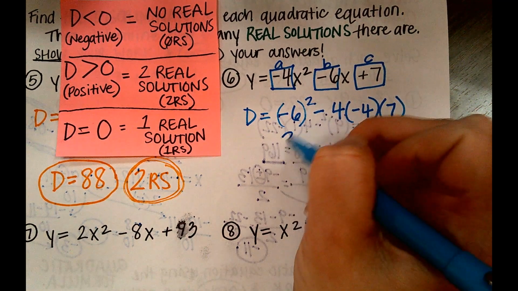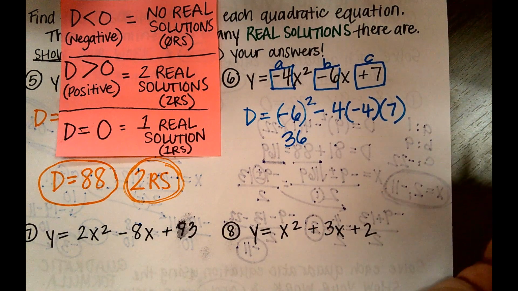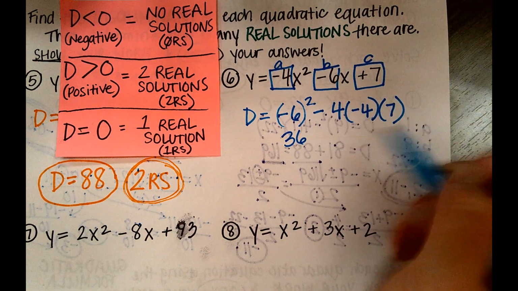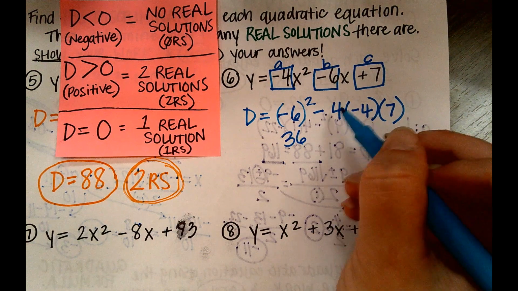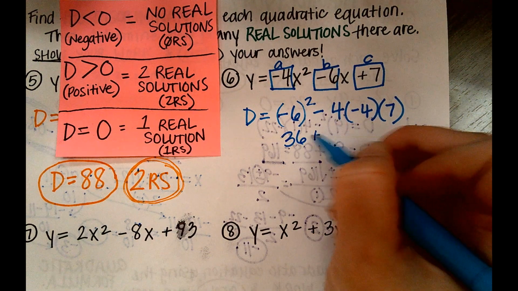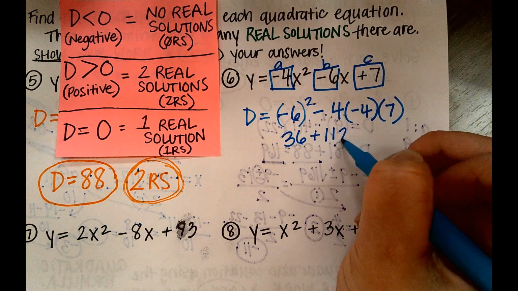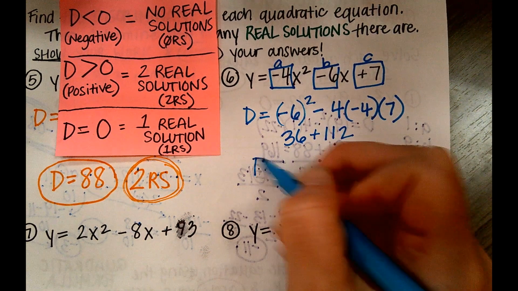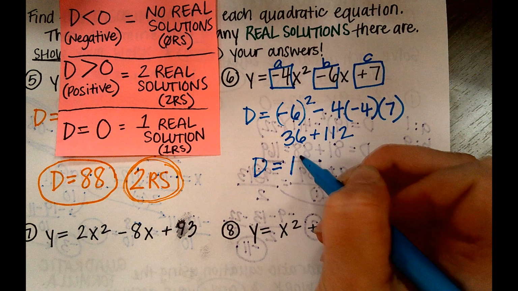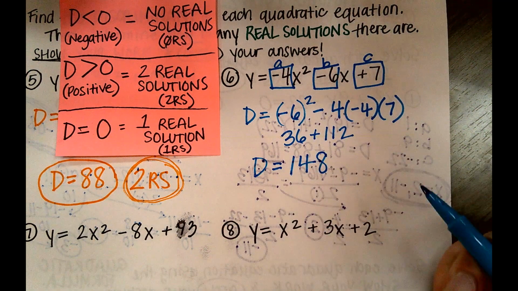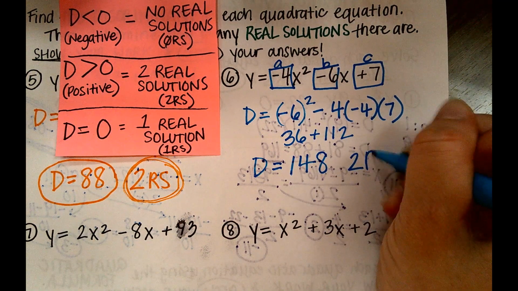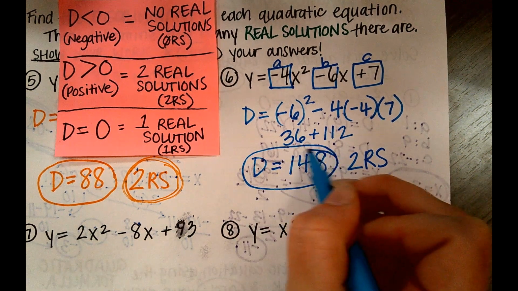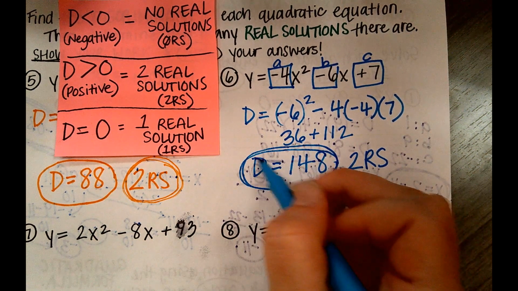36, and that's gonna add up to 112, so it's gonna be positive 112. Okay, so is it 36 plus 112? Yes. Okay, plus 112. And the discriminant is 148. And that's gonna be 2 real solutions. Good. Okay, so that was number 6. Thank you, Titania. You're welcome.